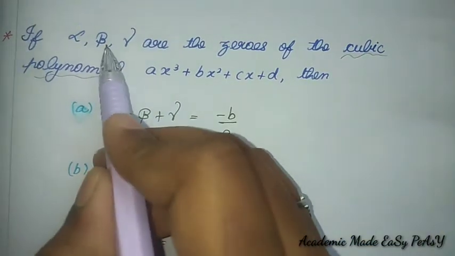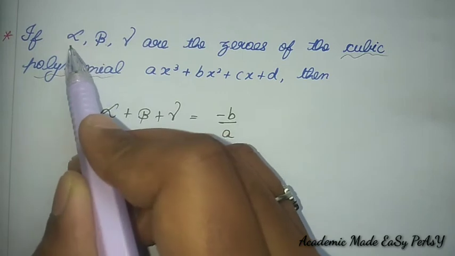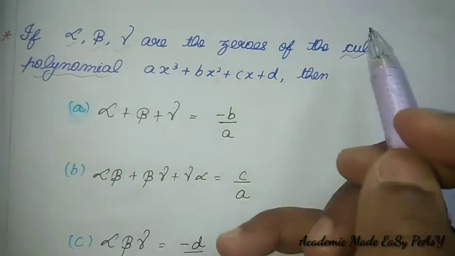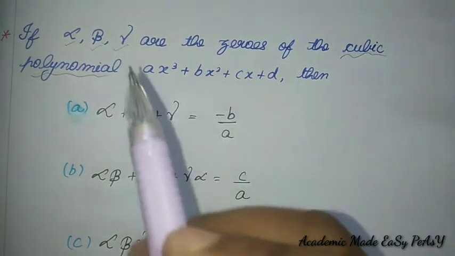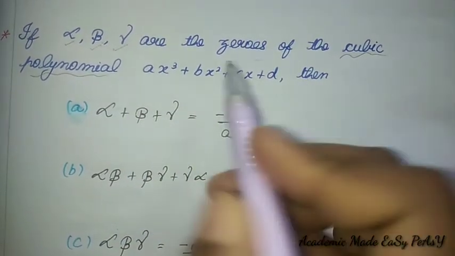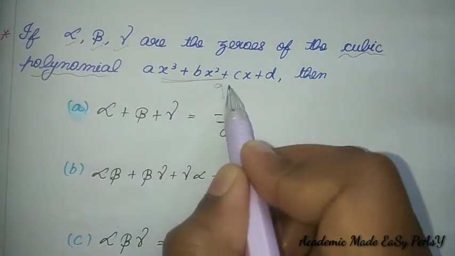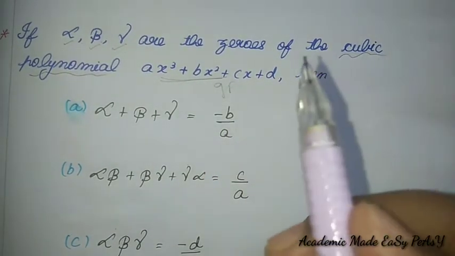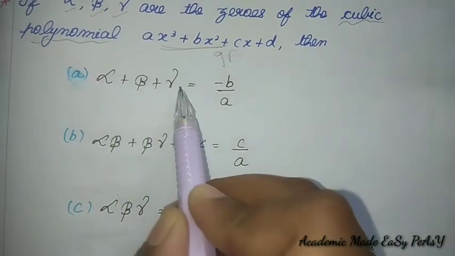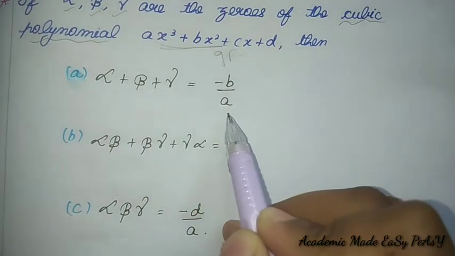So now let's learn for the cubic polynomial. If alpha, beta and gamma are the zeros of the cubic polynomial, that is ax cube plus bx square plus cx plus d, which is the general form for a cubic polynomial, then alpha plus beta plus gamma is equal to minus b by a.